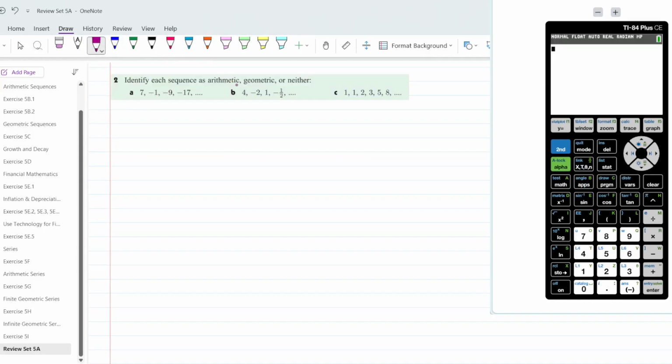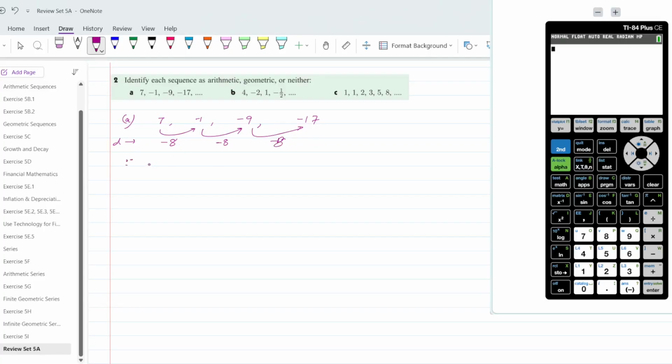Identify each sequence as arithmetic, geometric or neither. So let's consider 7, -1, -9, -17. So first we need to check the difference. If we check the difference, -1 minus 7 is going to be -8. -9 minus -1 is going to be -8. And -17 minus -9 is also going to be -8.